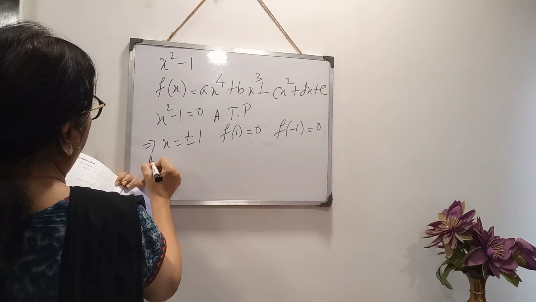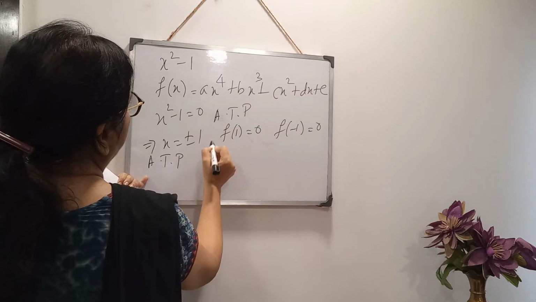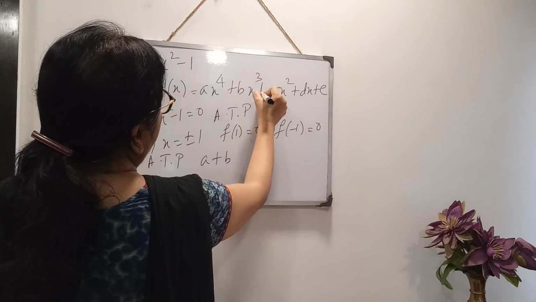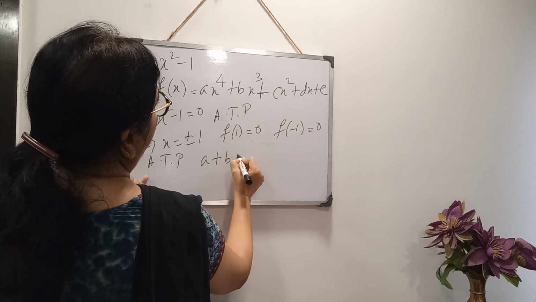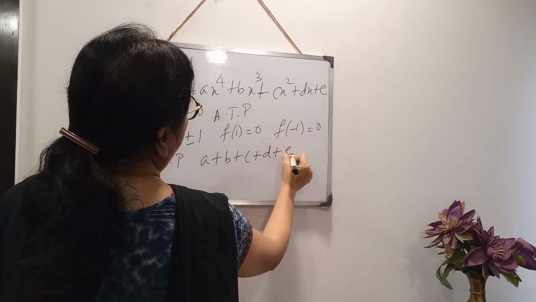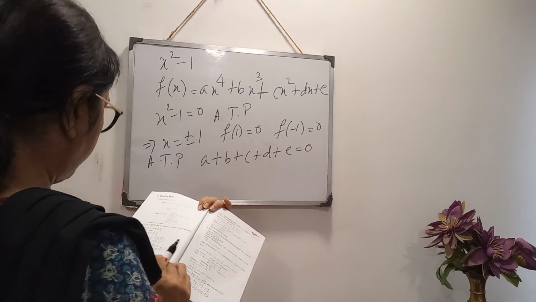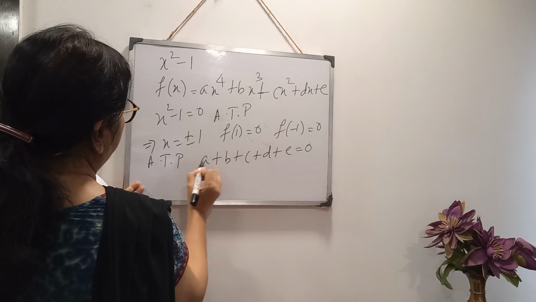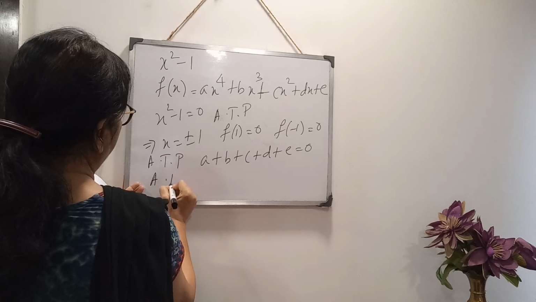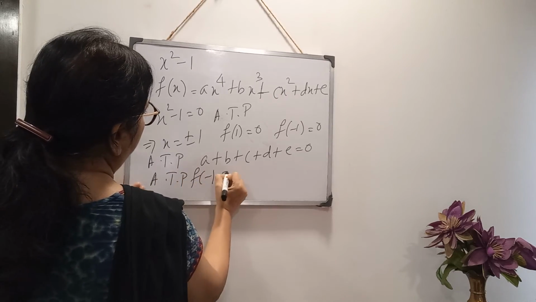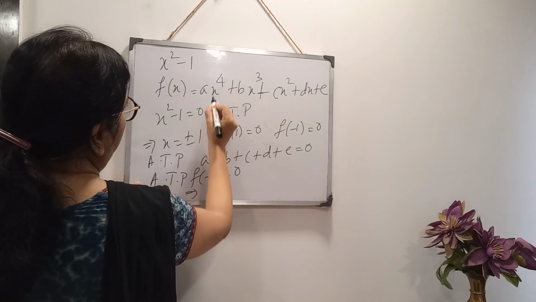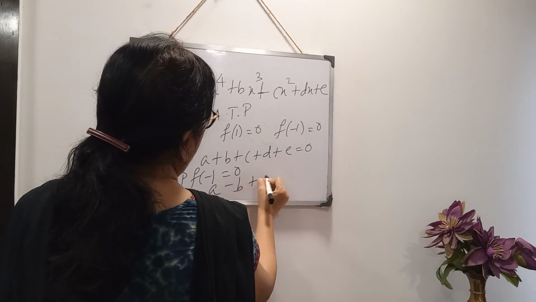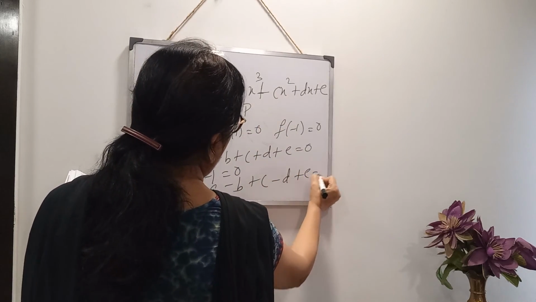So first I am putting positive value. That is a into 1 to the power 4 means a plus b, I am putting just value of x 1, plus c plus d plus e equal to 0. This relation a plus b plus c plus d plus e, it is not given here. Okay, so this is not the correct option. Now I am putting f(-1) equal to 0. Minus 1 whole cube means it will become minus, and it is becoming plus, plus e equal to 0.